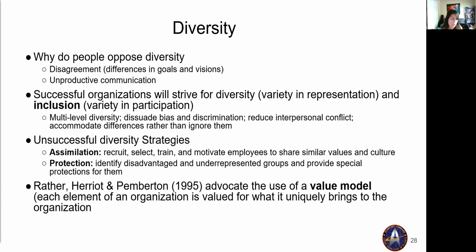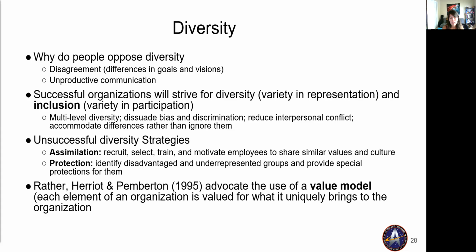Another one is protection, or you might even consider this the type where there are almost pockets of different groups that are separate from each other. So you're kind of identifying all the different groups and maybe even protecting or providing special treatment for groups that you think are minorities.